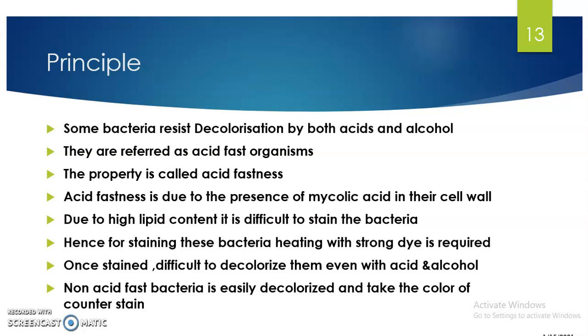Non-acid fast bacteria can be easily decolorized and they will take the color of the counter stain. So, acid fast bacteria exhibit a special property called acid fastness. This acid fastness is due to the presence of mycolic acid in their cell wall, and they are referred to as acid fast bacterium, and the property is called acid fastness. That is, they cannot be decolorized with strong acids and alcohol. Once stained, they cannot be decolorized. Another peculiarity is that it is very difficult to stain the bacteria due to their high lipid content.